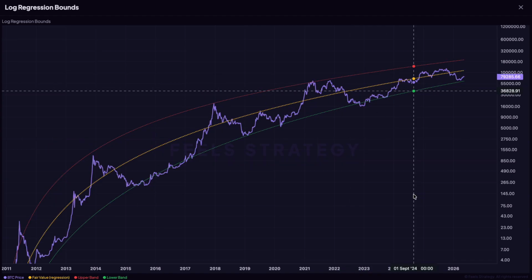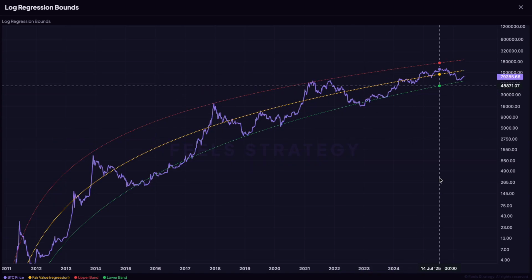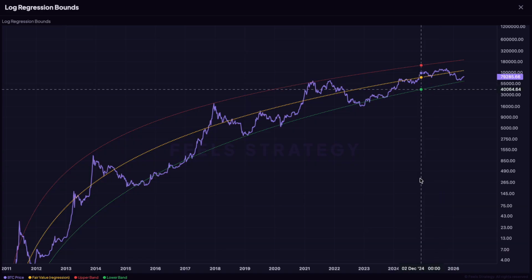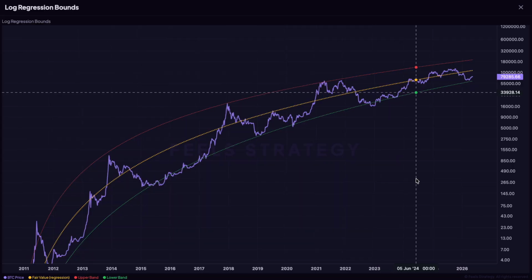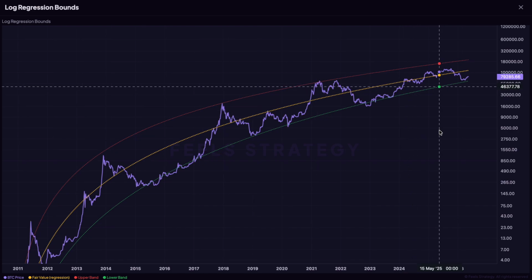Here's the thing about this model that most people miss. It's not just a pretty chart. It's based on a real mathematical property of Bitcoin growth. Bitcoin follows what mathematicians call a power law. Many things in nature follow power laws: city population, earthquake size, wealth distribution, and Bitcoin price. Power law growth means that even though percent gains shrink over time, the absolute price keeps moving up along a predictable curve. The yellow line on this chart is that curve.